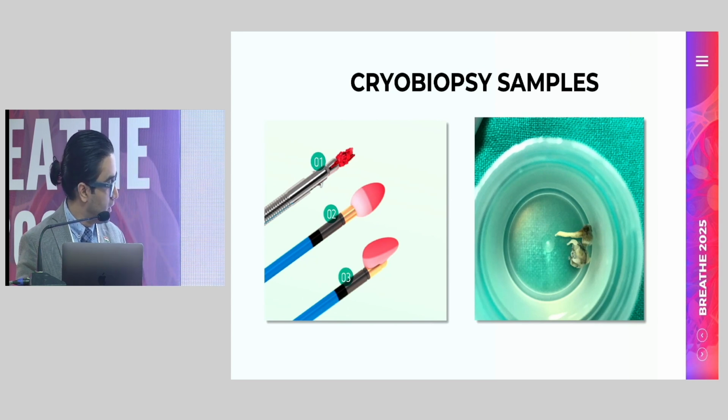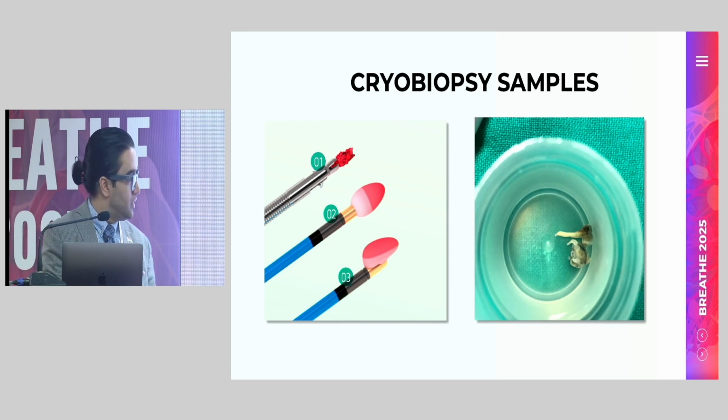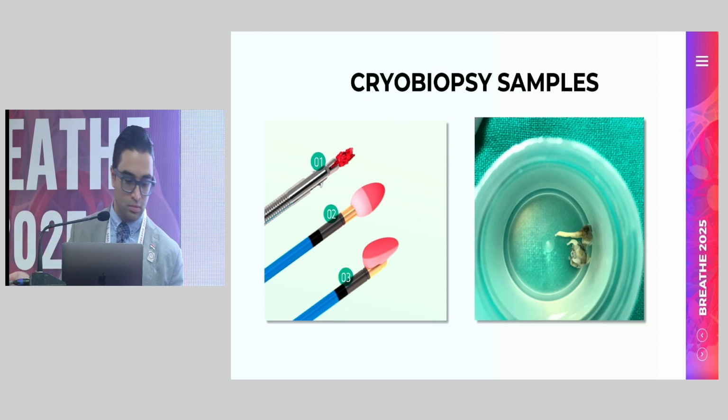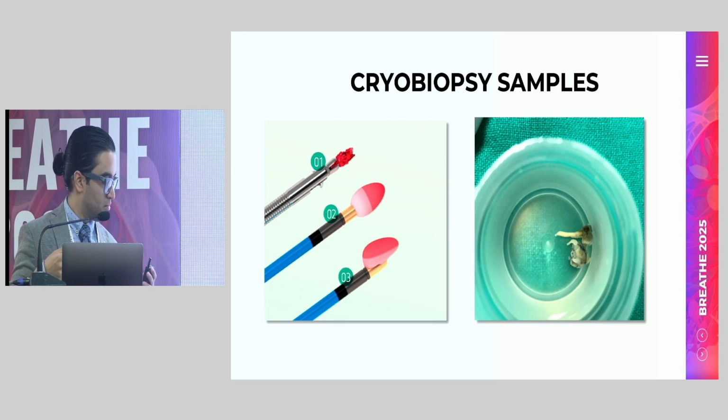If you can appreciate the image on your left side, the first image shows how a transbronchial forceps biopsy is achieved. The second and the third depict how a cryobiopsy sample is achieved. You can see over here, you have the point. So as you can see, the sample is larger in size and there are no crush artifacts.